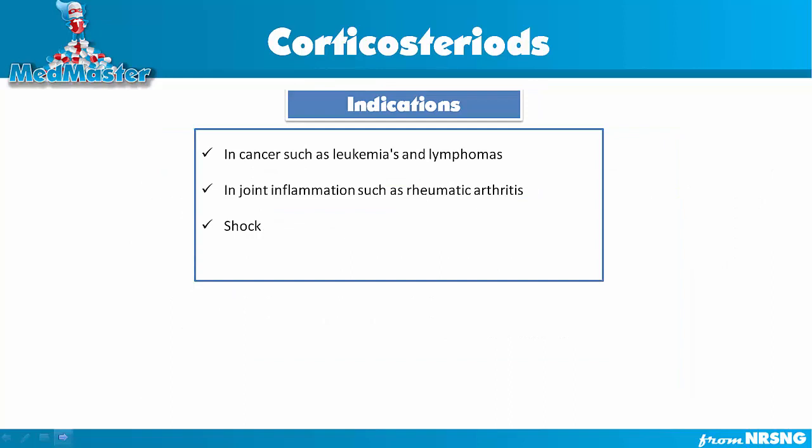This medication is also used in cancers such as leukemia and lymphomas. Leukemia and lymphomas are an overproduction of WBCs. So our body keeps producing more and more WBCs. Not all of them are mature, like immature WBCs. Now this drug suppresses the immune system, suppresses the production of white blood cells. So this medication is also given for leukemia and lymphomas as well. In joint inflammation, such as rheumatoid arthritis, and also given in shock.